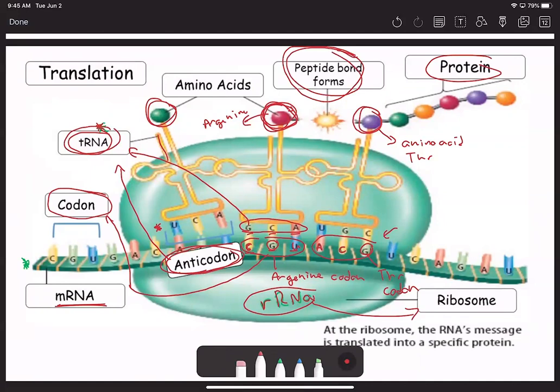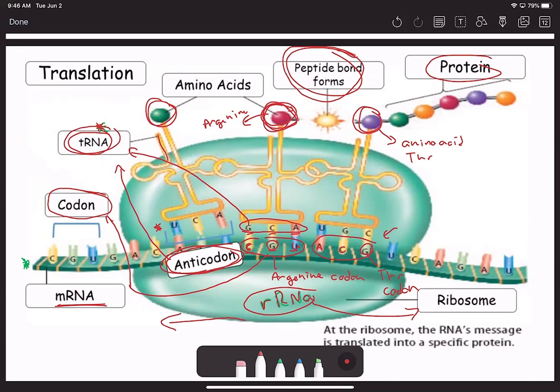Once that peptide bond is formed, it just continues to move. It brings another transfer RNA with the anticodon and another amino acid, and it holds it in place and forms the peptide bond. Messenger RNA has another codon, transfer RNA has the anticodon and the amino acid, ribosomal RNA holds it in place, and another peptide bond is formed. It's just that repeating process.